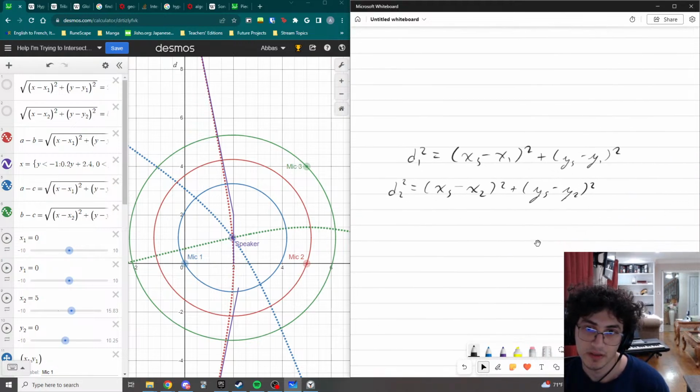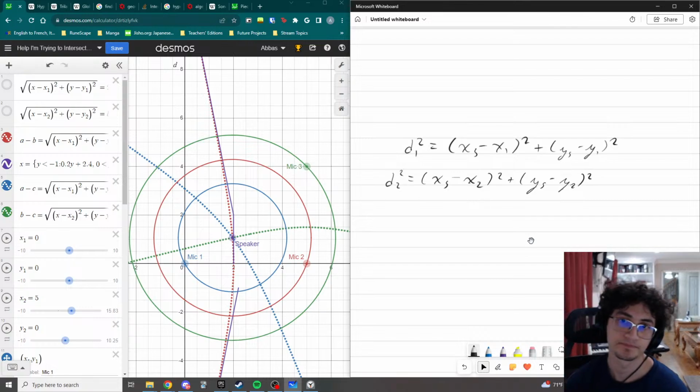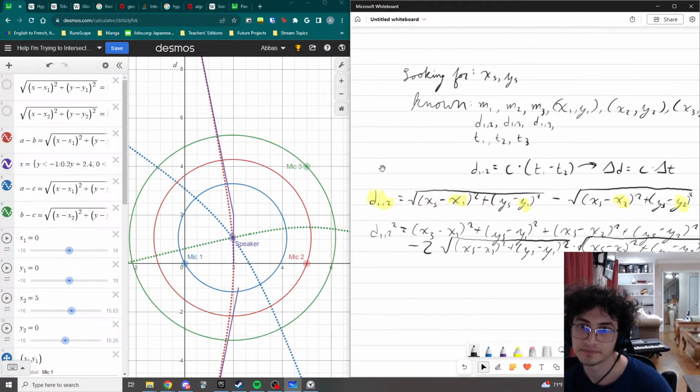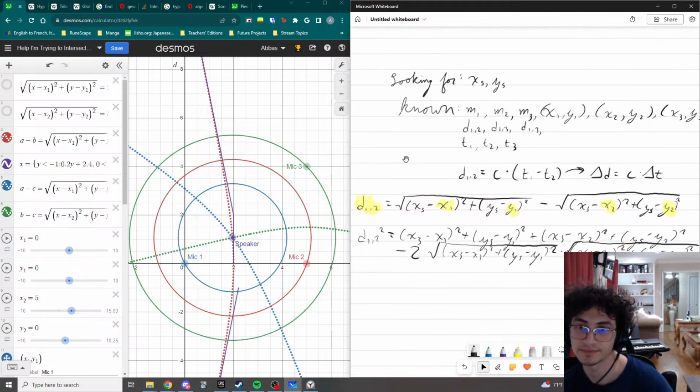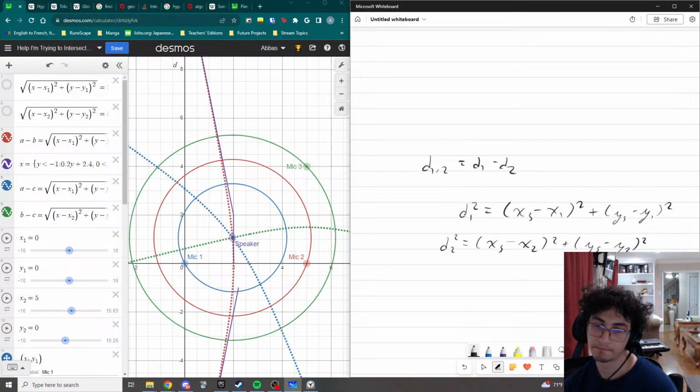Okay. And d1 comma 2 is equal to just d1 minus d2, right? That's how I defined it. It's not how I defined it. I should have. But it's also, so then d1 comma 2 squared is equal to d1 squared minus 2 d1 d2 minus d2 squared.